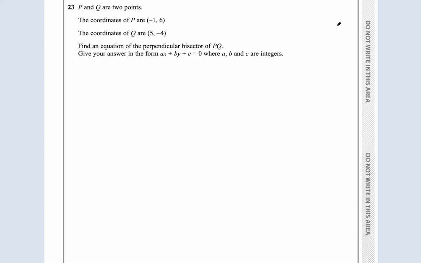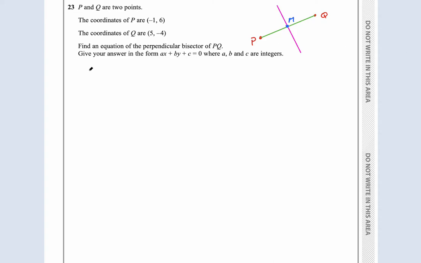To get the perpendicular bisector, first and foremost, if this is P and this is Q, this is a line that joins PQ. The perpendicular bisector is a line that goes through, let's try and draw as accurately as possible, the middle of this line segment. So through the midpoint, through here, and I'm going to call that M. So I'm actually trying to find the equation of the pink line.